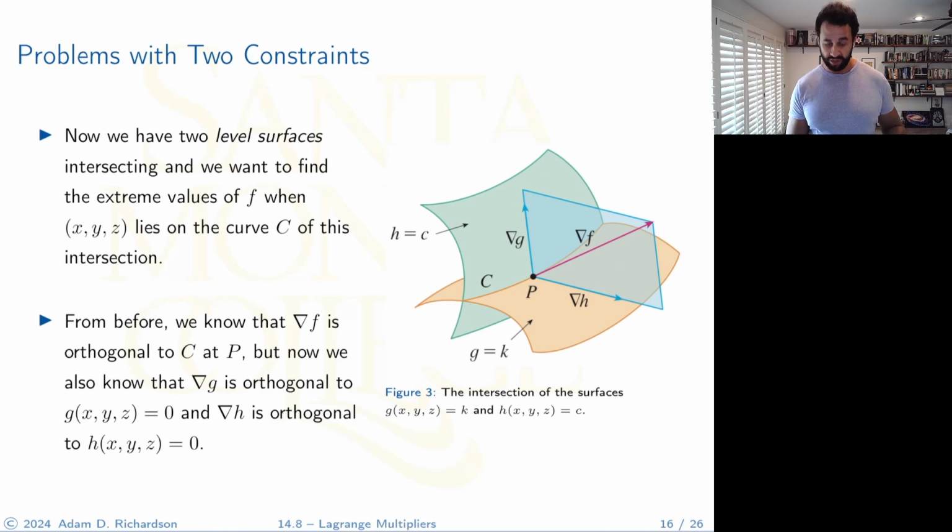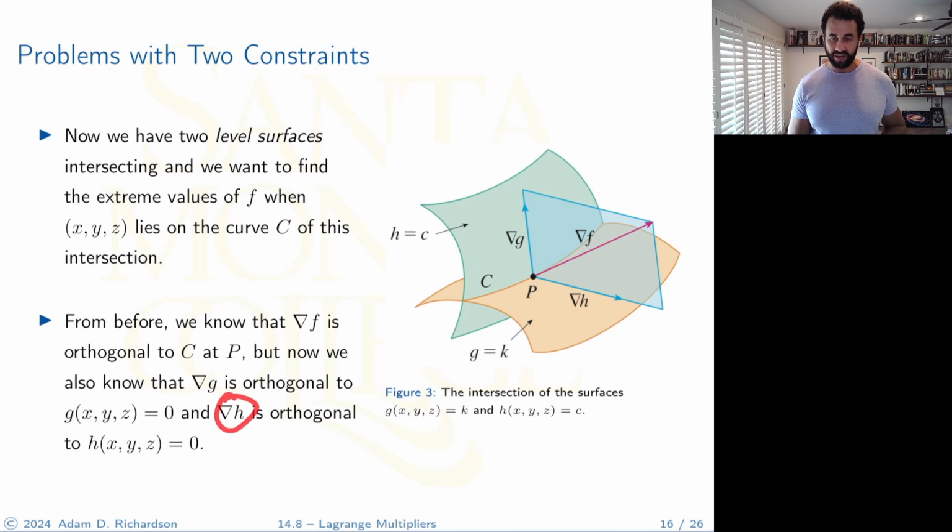Now from before, we know that the gradient of f is orthogonal to this curve at P. That was from one of the previous sections. So we know that the gradient is orthogonal to that curve at P. And we also know that the gradient of g is orthogonal to this surface.